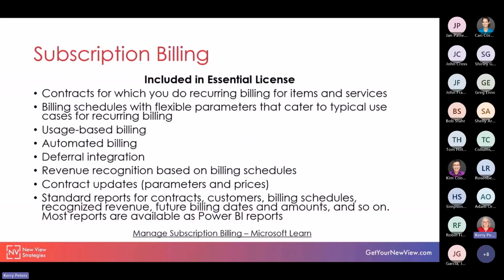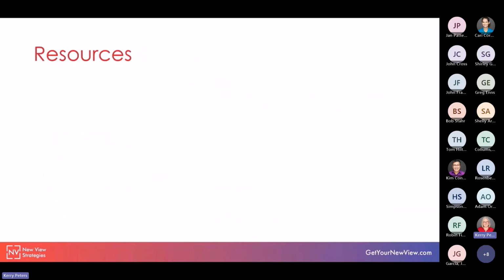These are just a few more points about the subscription billing that Microsoft has promoted. This feature or module is included in the Essential license, and you can use it for contracts for recurring billing for items and services, different schedules. It can be usage-based, it can be automated. We can integrate deferrals, which would help us recognize revenue properly, and we can also take into consideration any contract updates. There are also some standard reports, but as you can see, most of them are available as Power BI reports.